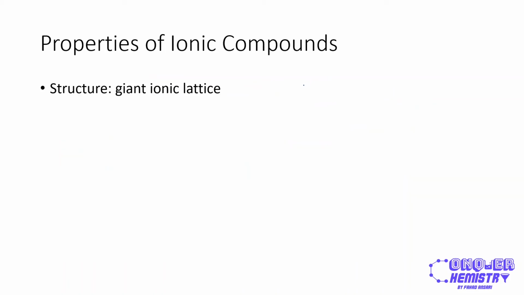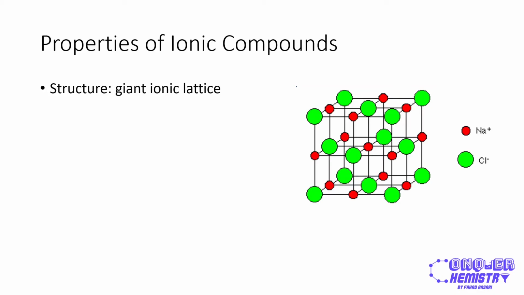Anyway, so properties of ionic compounds, let's quickly run through this. So, structure is giant ionic lattice. So what does that mean? That means that giant basically means many millions of ions, right? And lattice means a regular pattern, right? So this is a regular pattern.